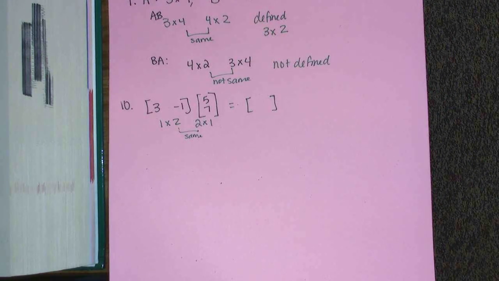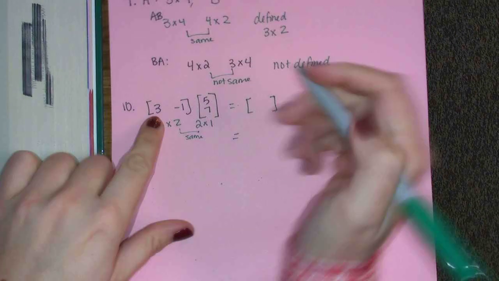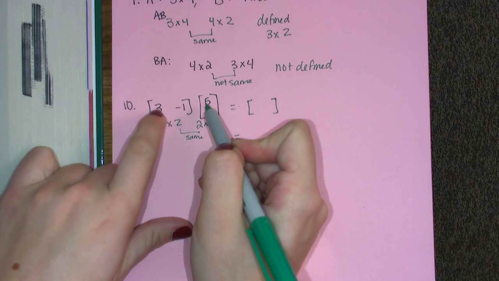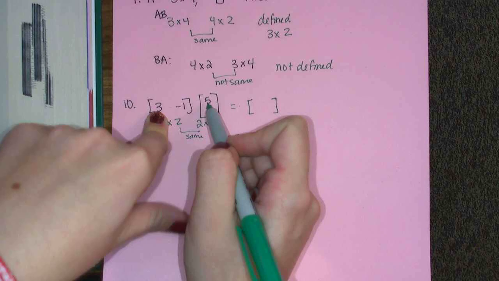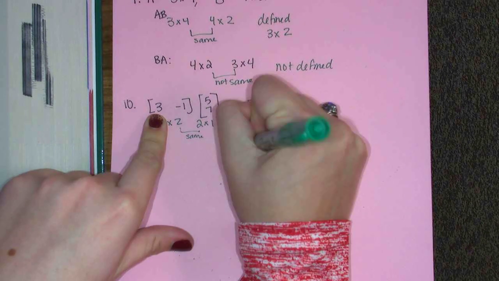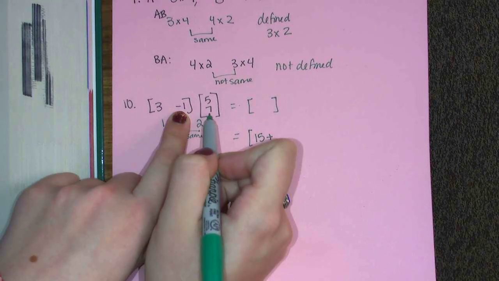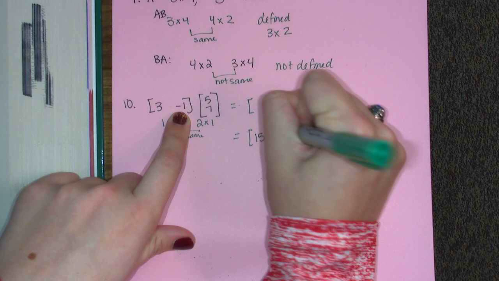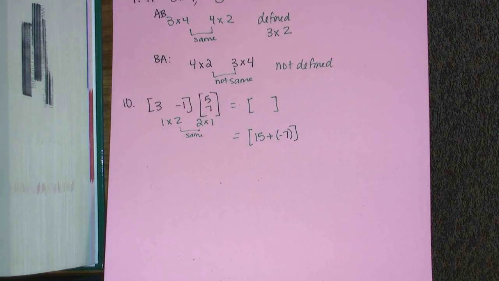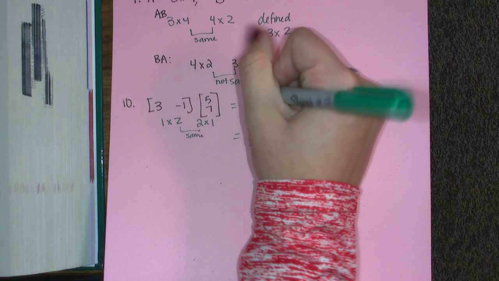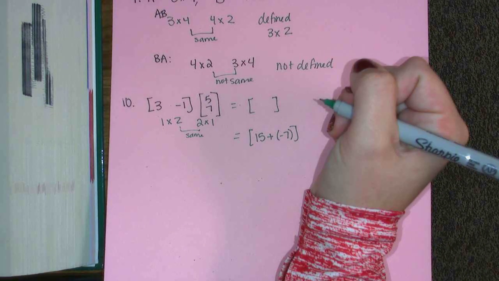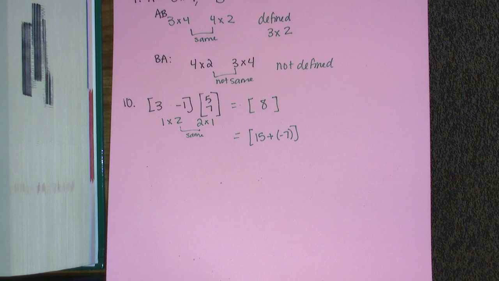So my resultant is just going to be one thing. But the way we find it, I'm going to do it down here. We multiply 3 times 5, so it's the first row times the first column, those two spots. So it's going to be 15 plus -1 times 7. So this is going to be -7. And that comes out to be what? So 8 is what goes there.